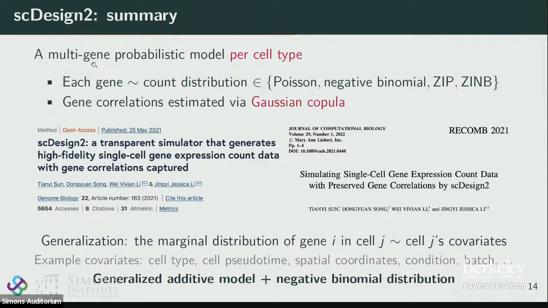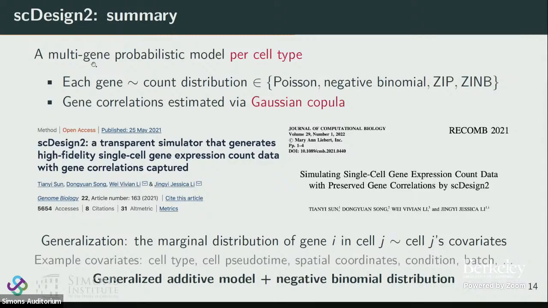So we can see that here the limitation is that we are only generating synthetic data for discrete cell types. However, the cells may come from a continuous trajectory, right? So then we want to generalize this marginal distribution of gene I in cell J to be dependent on flexible cell J's covariates. And they may include the cell type, which is what we have already, or the cell pseudotime in the trajectory, or spatial coordinates, or the cell's conditions, or batches. We hope to incorporate all of those into our synthetic data generation.